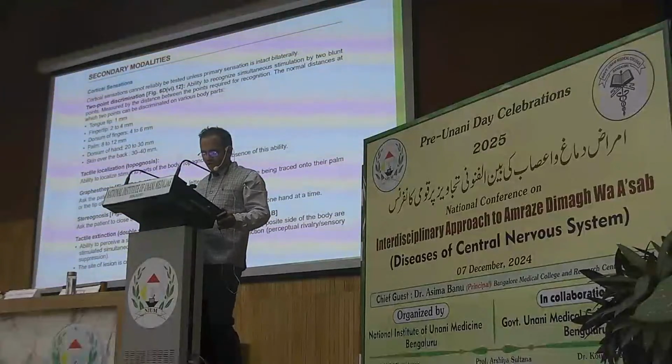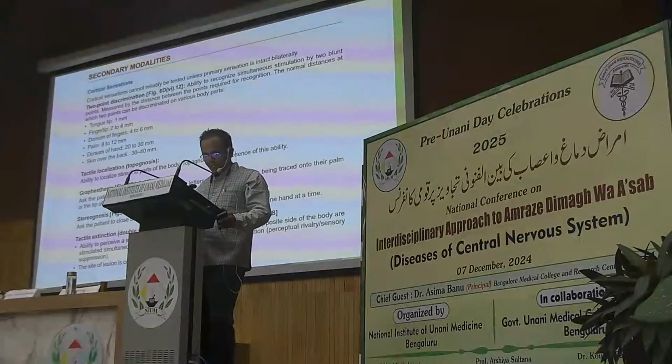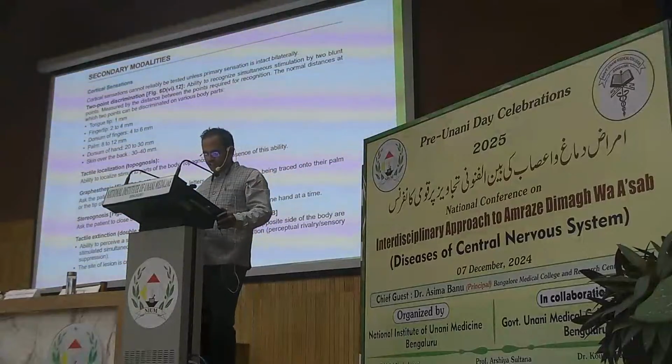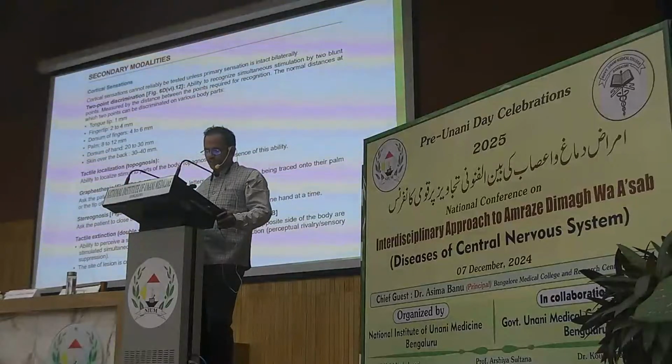Coming to tactile localization, if you stimulate any part of the body, the patient should be able to tell which part of the body is stimulated. That is with closed eyes. All these are done with closed eyes. Graphesthesia is: ask the patient to close the eyes and draw a diagram on the hand, and the patient should be able to appreciate what you have drawn.